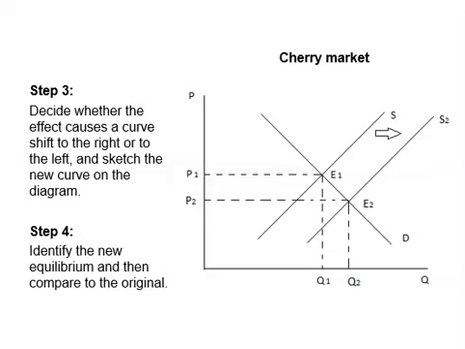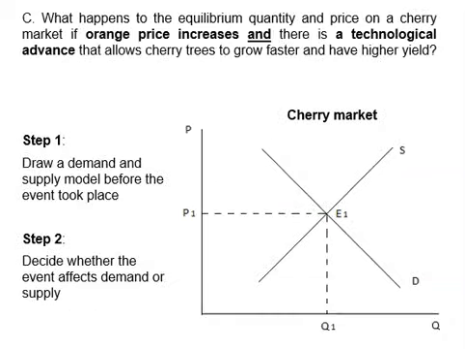So when there is a positive technological shock like in this example, supply increases. As a result, the equilibrium price decreases and the equilibrium quantity increases. Let's make it a little more interesting by allowing these two events to happen at the same time. That means we will look for what happens to the equilibrium quantity and equilibrium price when the price of oranges increases and there is a technological advance for cherry trees.